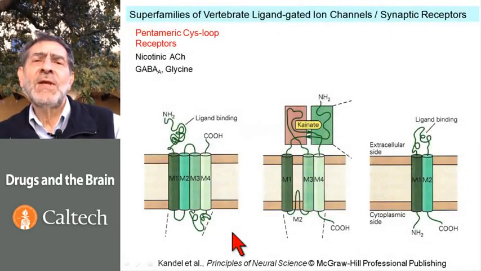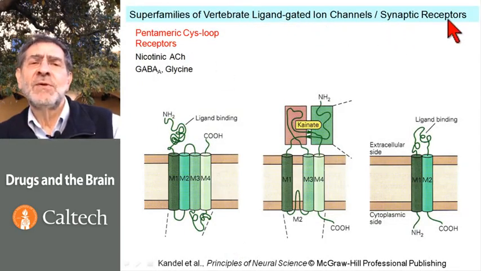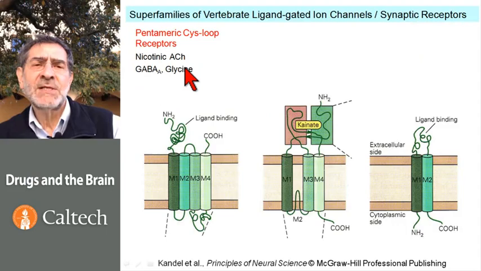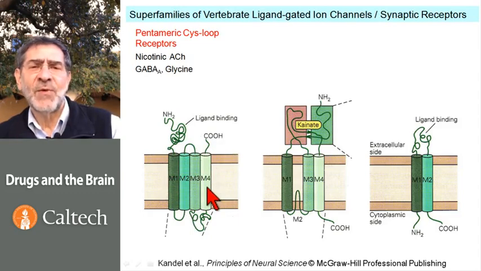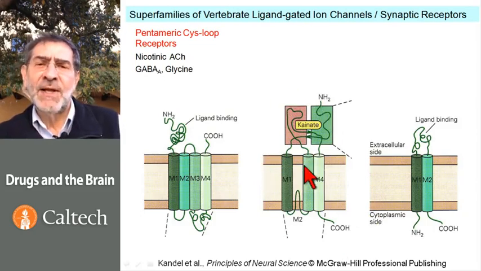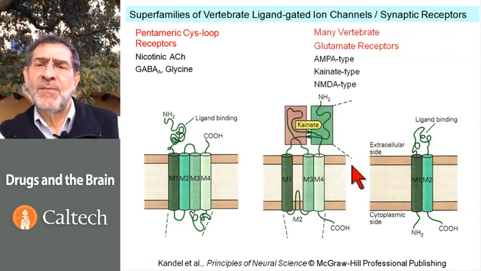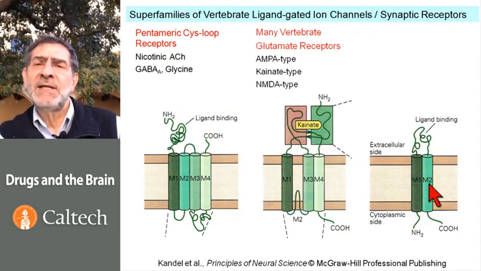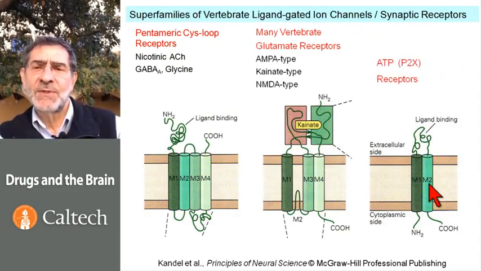I'll remind you that there are 3 superfamilies of ligand-gated ion channels, which are synaptic receptors. In this mini lecture, and then the next one, we will discuss primarily the pentameric cis-loop receptors. These are the nicotinic acetylcholine receptors, the GABA-A, and the glycine receptors. Here is a single subunit of one of these receptors. It has 4 transmembrane domains. Later on, we will discuss postsynaptic glutamate receptors. Unfortunately, we won't have time to discuss the ATP receptors, also called P2X receptors.